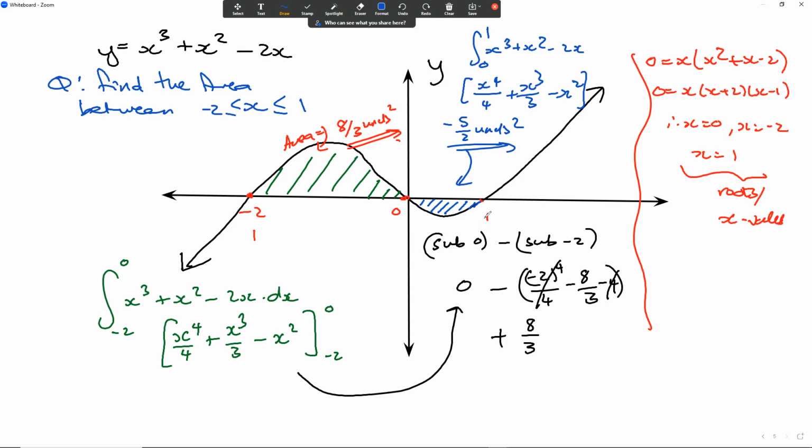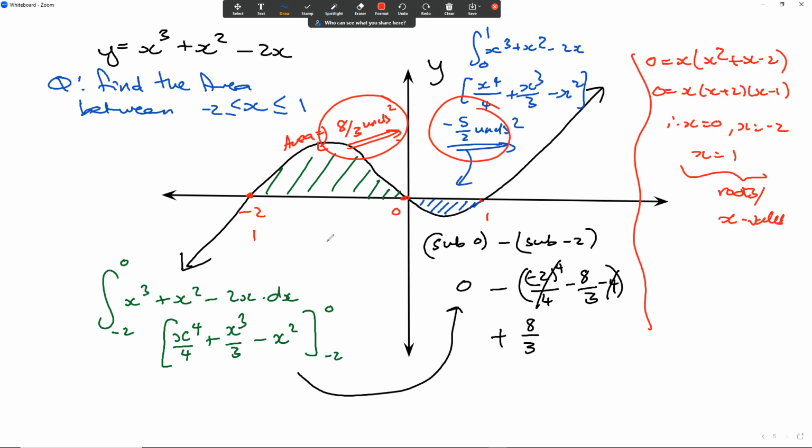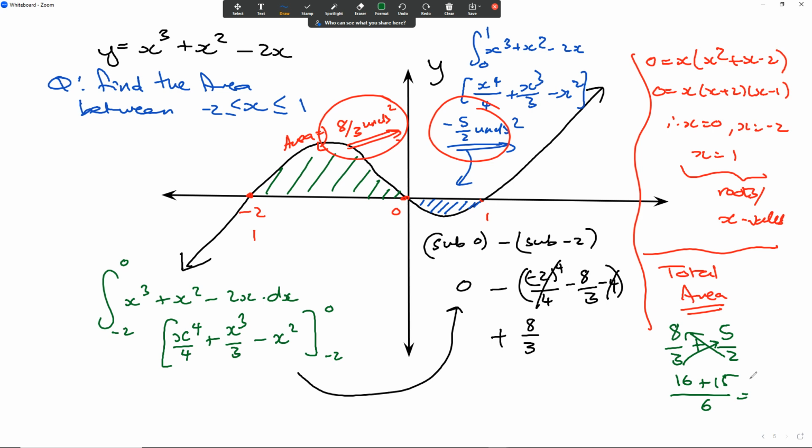This area. If I want the total area, what I need to do is add the absolute value of each of these. And so therefore, the total area will actually come to the following. It will be simply adding those two fractions and it's positive. So 8 over 3 plus 5 over 12.